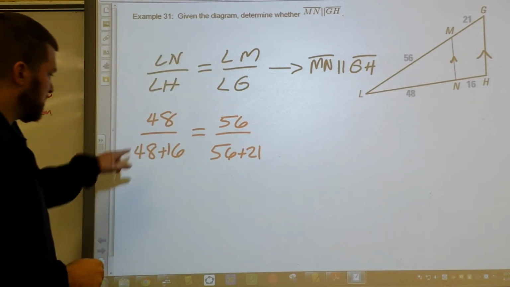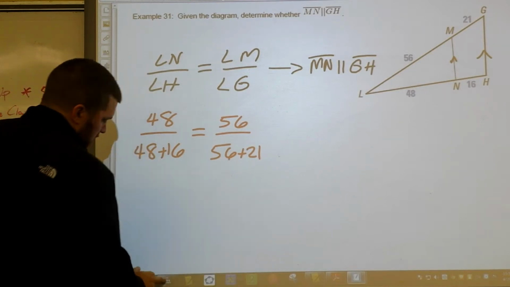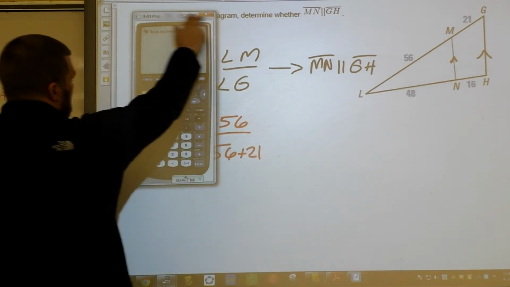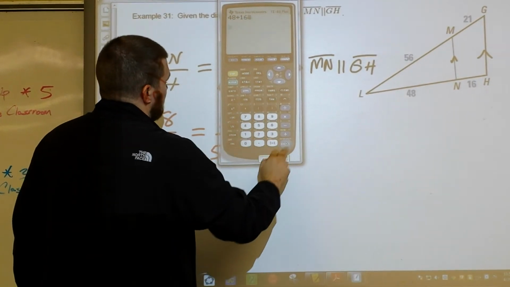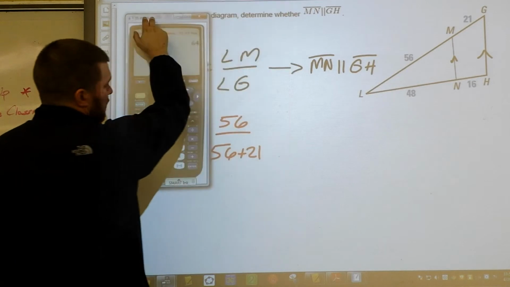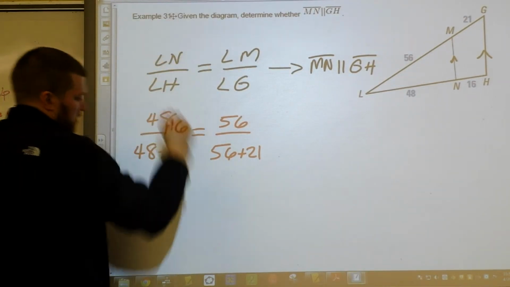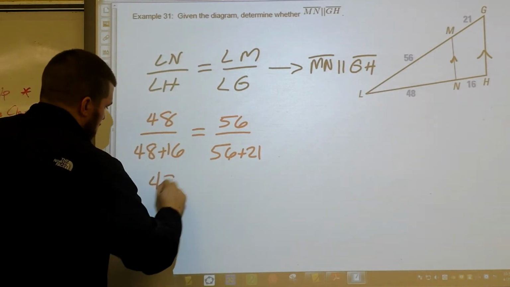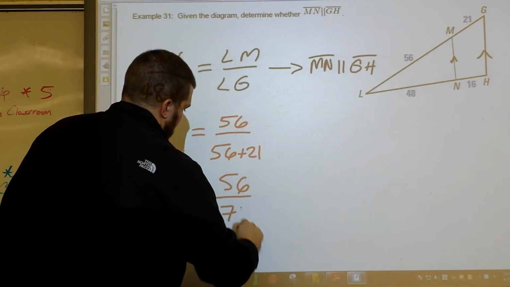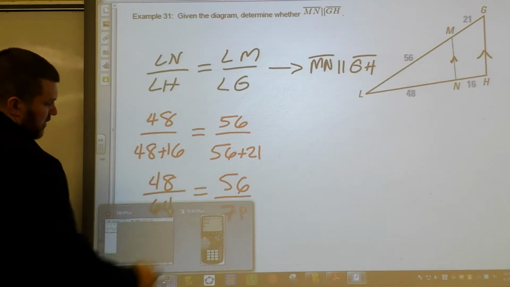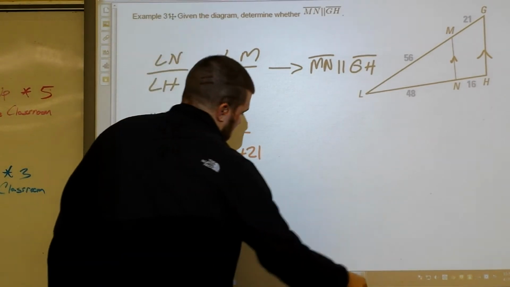Now what I want to do is clean this up. First off, I'm going to start with 48 plus 16, and also clean up 56 plus 21. I'm just going to use a calculator to do that. I'm not really worried about the tops right now. So 48 plus 16 is 64. 56 plus 21 is 77. So I have 48 over 64 is equal to 56 over 77.